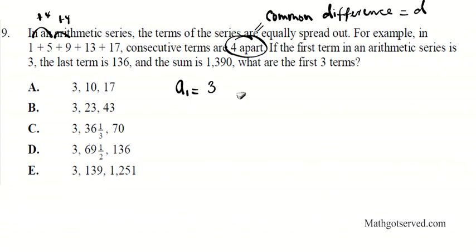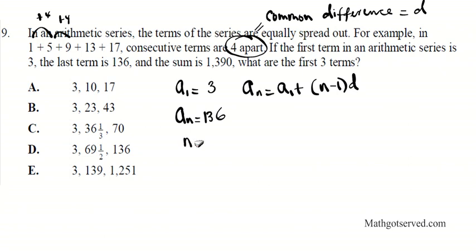So let's write down some formulas. I know the common difference. The formula for an arithmetic series that involves a common difference is the nth term formula: a_n equals a_1 plus (n minus 1)d, okay? So I know a_1 is 3. I know the last term, which is a_n. a_n is 136.